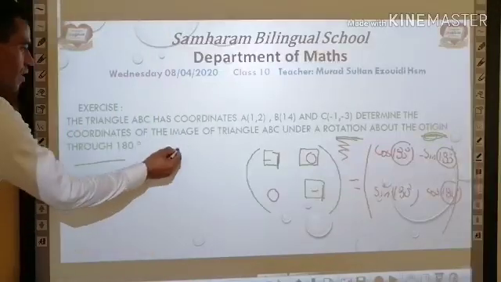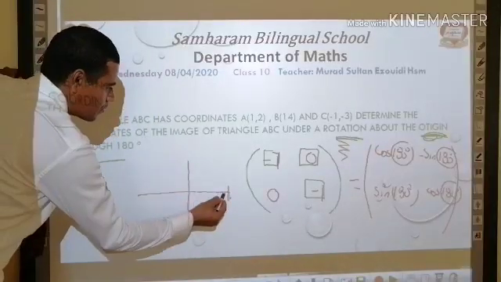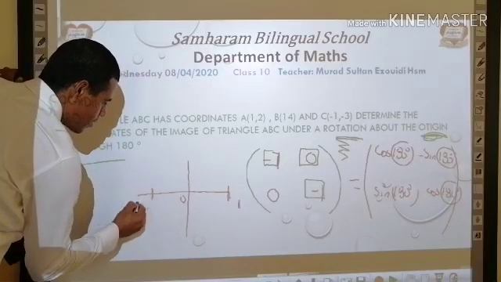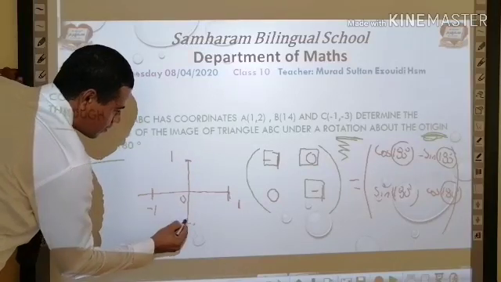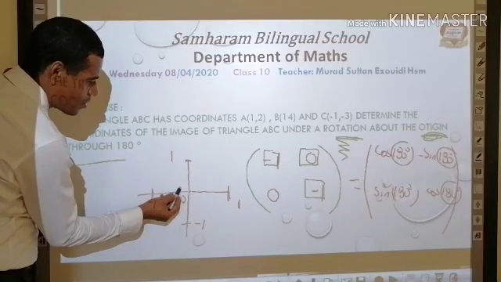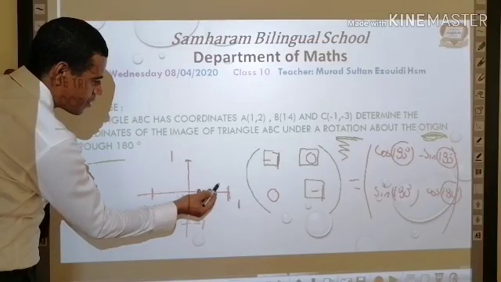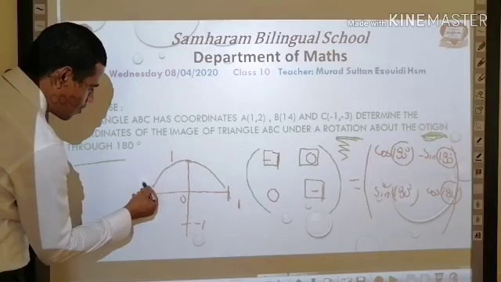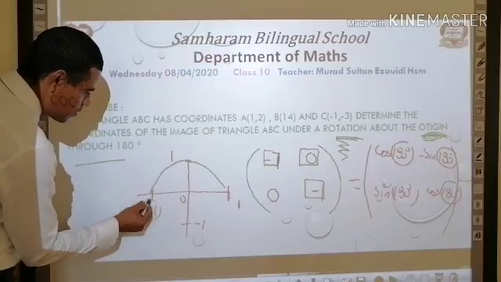Why? Because this is the unit circle. This is -1, this is 1, this is 0, this is -1, this is 1, this is -1. So cosine of 180 is what? This is 90 degrees, this is 90 degrees, this is also 90, so it will be 180. Cosine of 180 is -1.